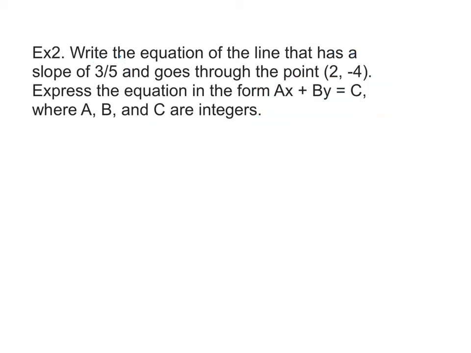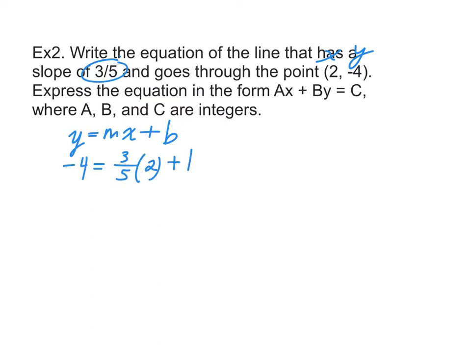Let's try another one. In this one, we're supposed to write the equation of the line that has a slope of 3/5 and goes through the point (2, -4). So I'm going to start with slope-intercept form, y equals mx plus b. We have an x, a y, and an m, so let's fill all that information in. -4 equals 3/5 times x plus b. So our goal is to solve for b.